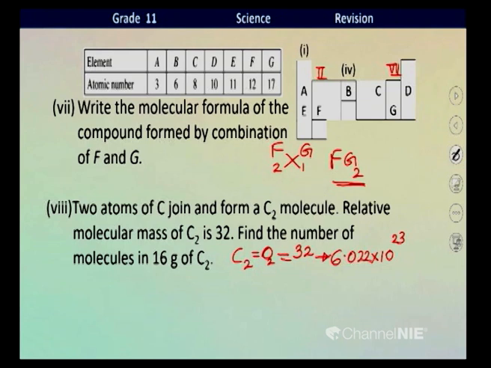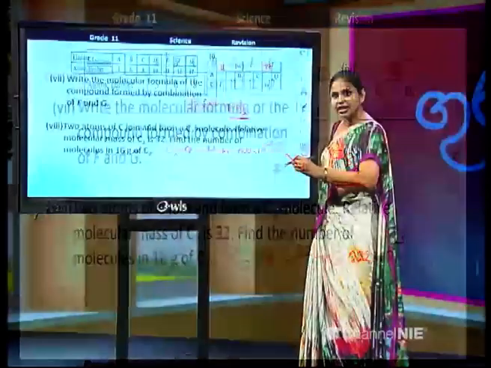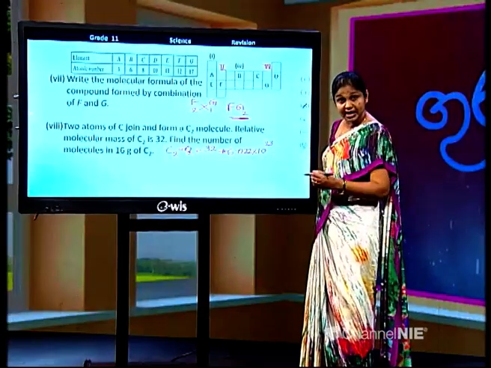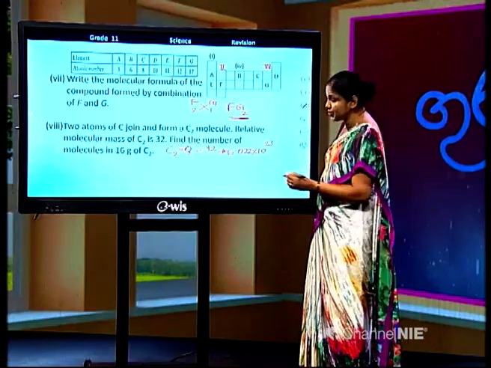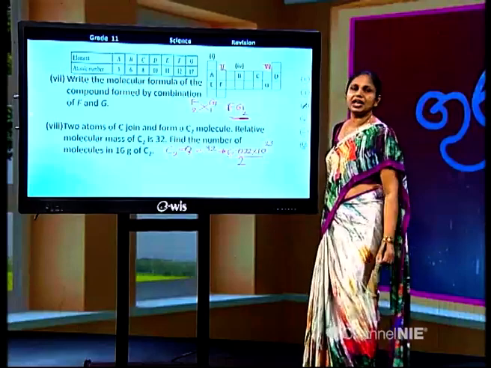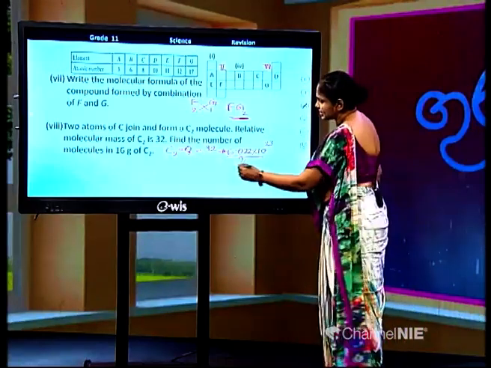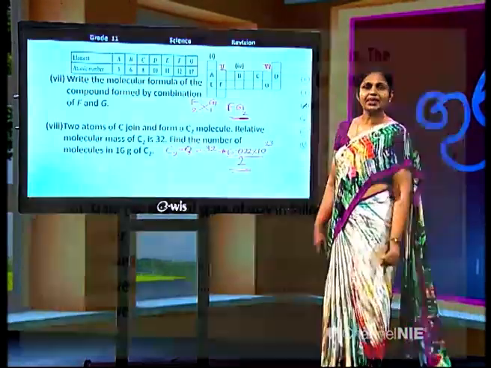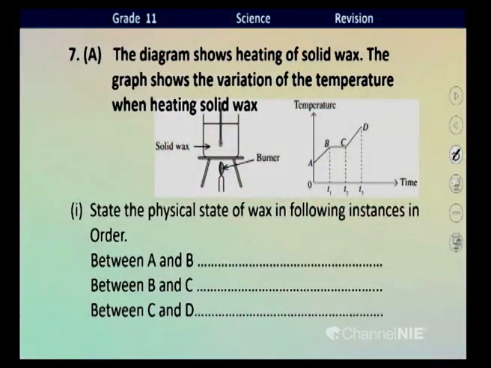This is the amount of molecules present in 1 mole, or in the relative molecular mass. The number of molecules in 16 gram, half of 32, means half of the Avogadro number. This is the answer. Okay, children, right. Now move to the next.